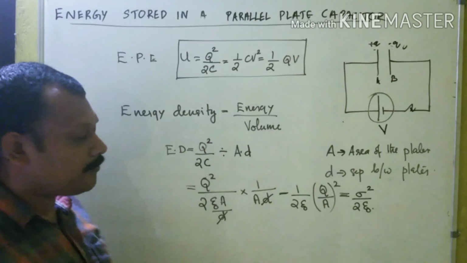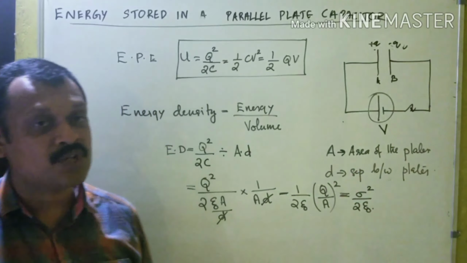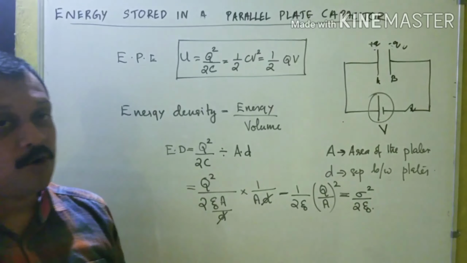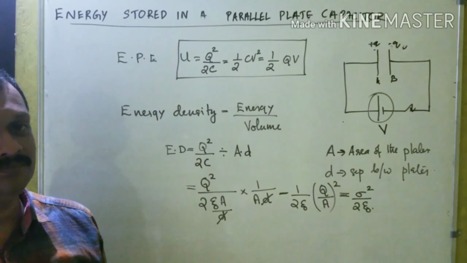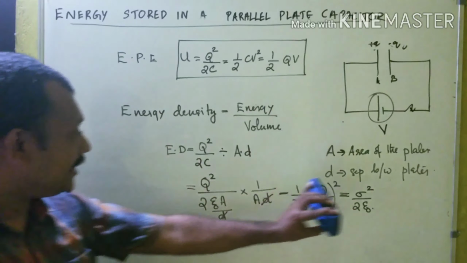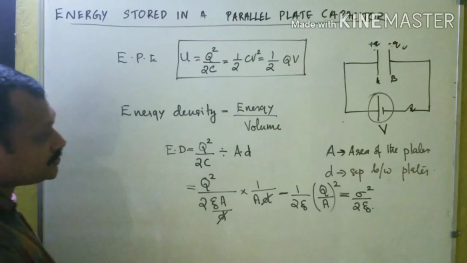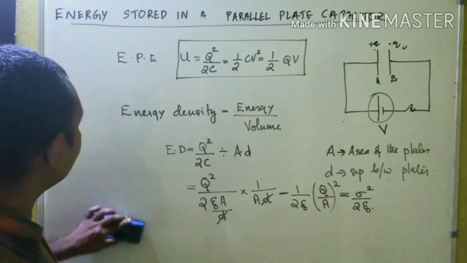Please make note of this formula. The formula for the electrostatic energy density is sigma square divided by 2 epsilon 0. This is the formula for electrostatic energy density, sigma square by 2 epsilon 0. Sigma is surface charge density, epsilon 0 permittivity of free space.